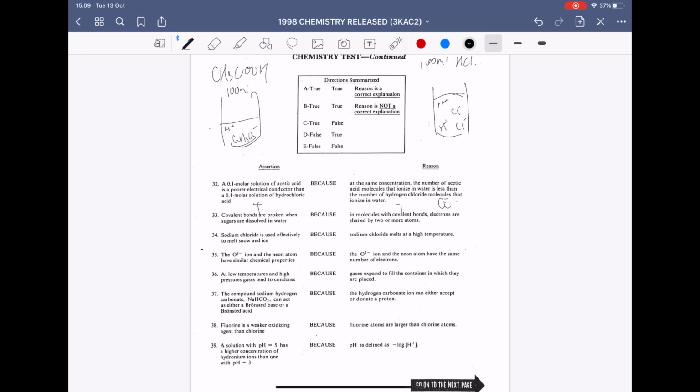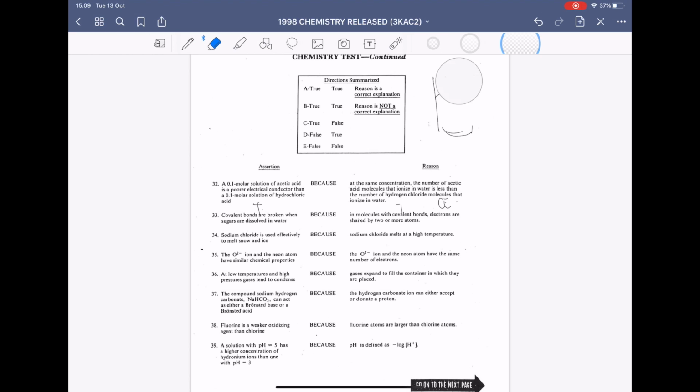Let's say 100 milliliters of acetic acid is added, only 50 milliliters of it would dissociate, because weak acids do not fully dissociate. And if more ions dissociate in water, like so, it will be a better electrical conductor, because more ions in water, more positive cations and negative anions, means that the solution will be better at conducting electricity. That's definitely true.